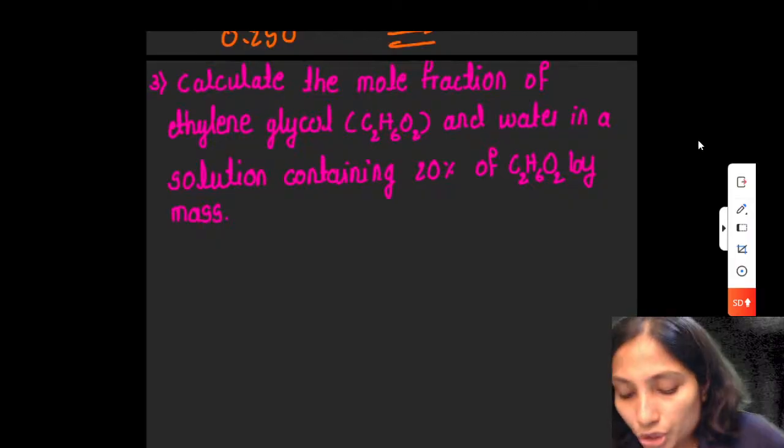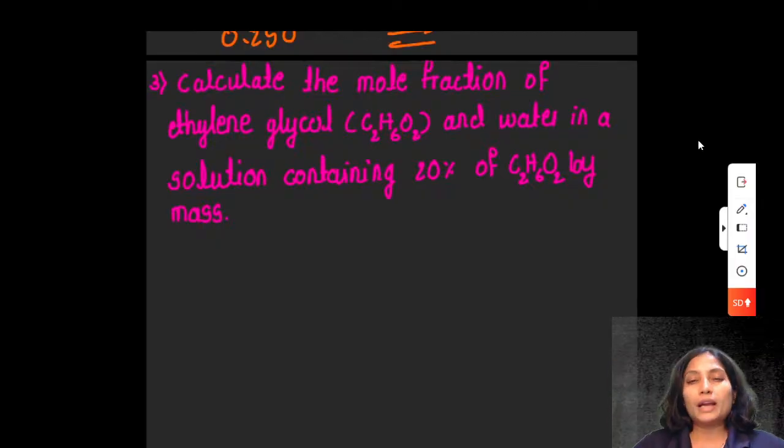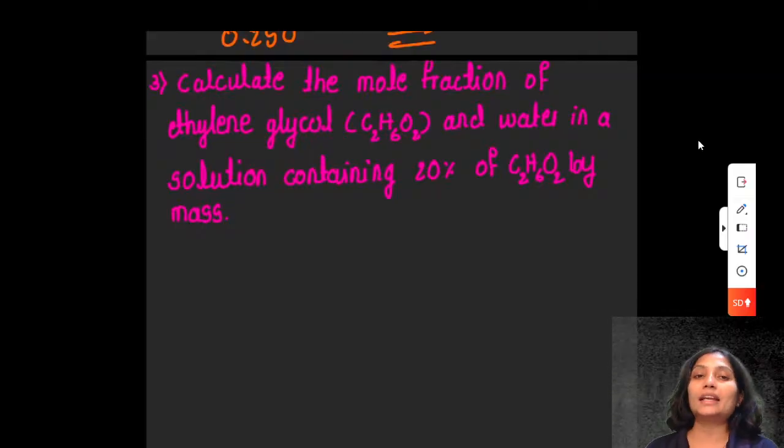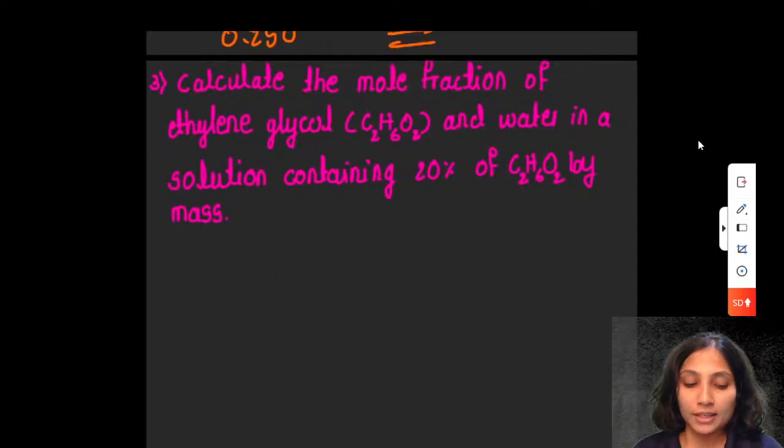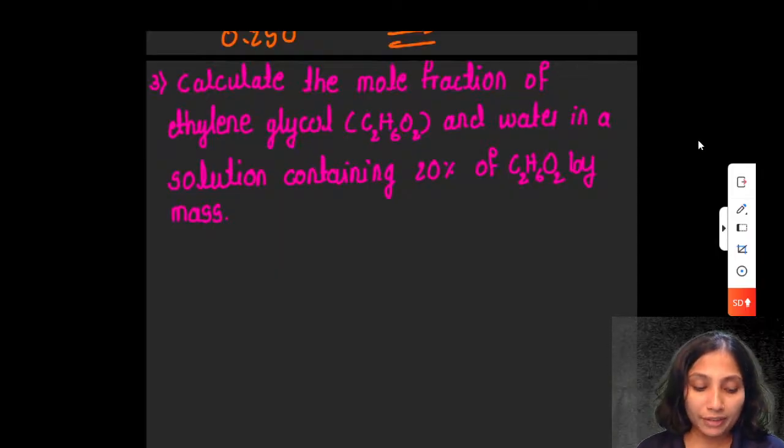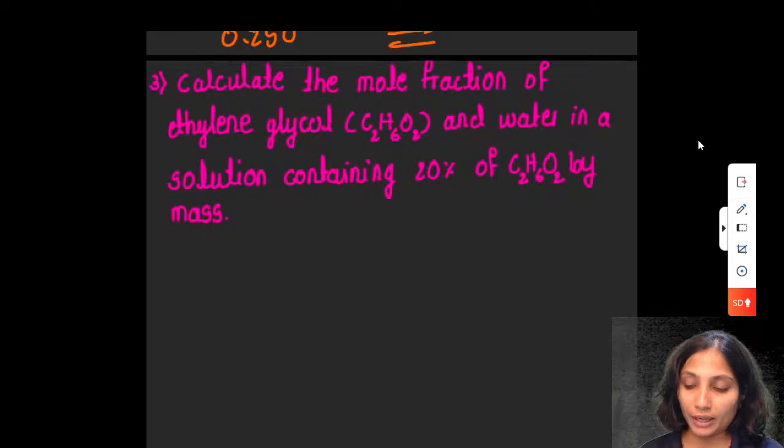Calculate mole fraction of ethylene glycol and water in a solution containing 20% of C2H6O2 by mass. That is ethylene glycol by mass. Now write down the given things. What is given? 20% of ethylene glycol is given, 20% by mass.